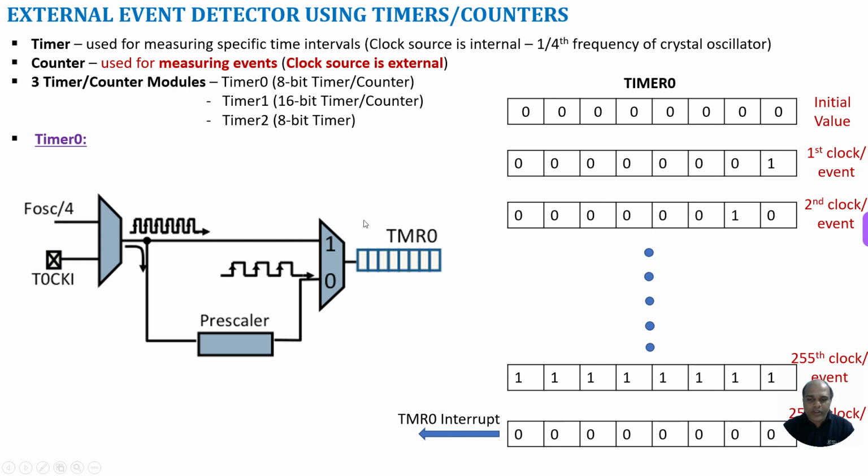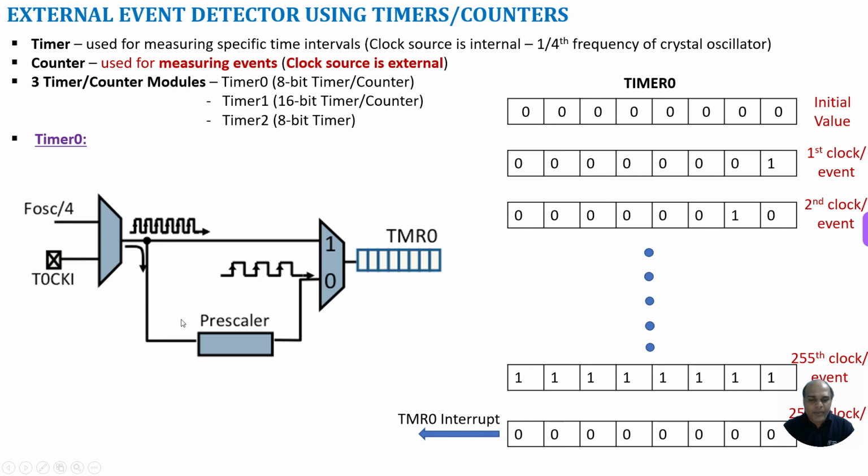So we put a value onto this timer 0 register. Usually it will be 8 zeros. Then whenever an event occurs on this T0CKI pin, the incrementation of the timer 0 register content happens. We can also use a prescaler. Prescaler, in the sense, is a register which contains a value. Depending upon this value, I can do the counting process.